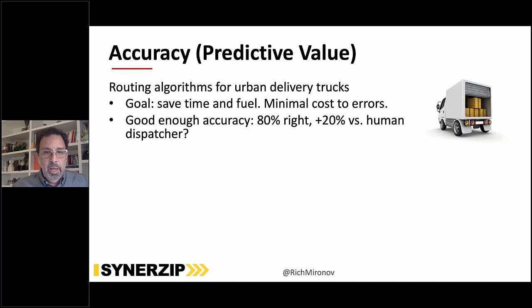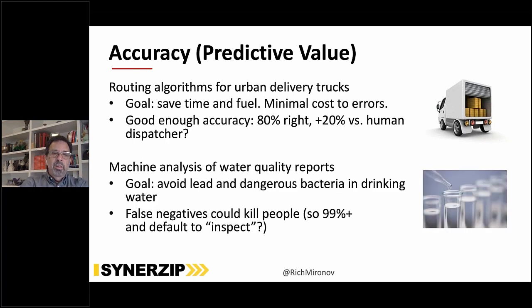Let's give a strong counterexample. Let's imagine that we have some machine analysis. We've got a bunch of machine learning that's going to look at water quality reports and identify water samples that either have excessive levels of lead and other heavy metals in them, or dangerous bacteria, or for some reason we're going to have this machine help us decide if this drinking water is safe to drink. Well, every system's going to have errors. I would really want to slant our system toward fewer false negatives here.